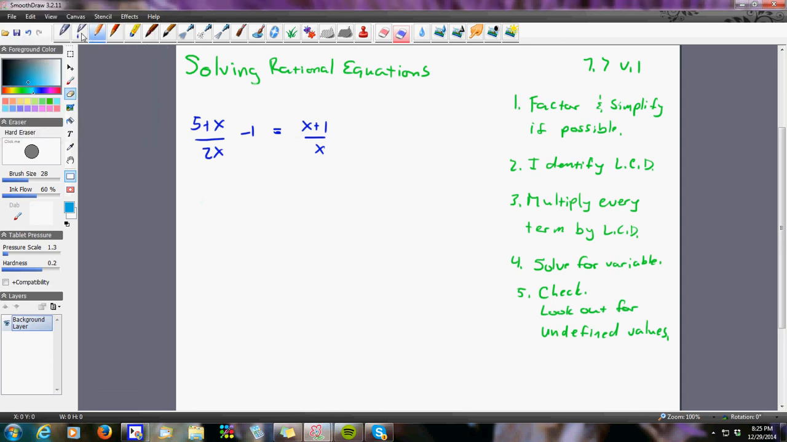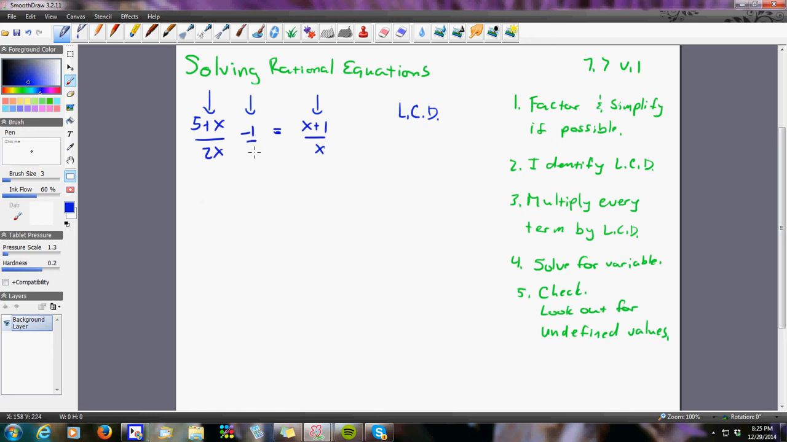So I'm going to do a video on solving rational equations. This is actually a pretty good topic. What you have to do is recognize how many terms you have. Right now I have three expressions, and no, that's not true, I have three terms. What you need to do is look for the lowest common denominator.